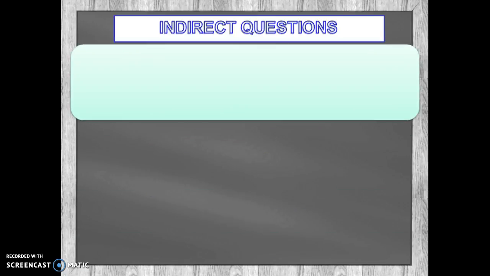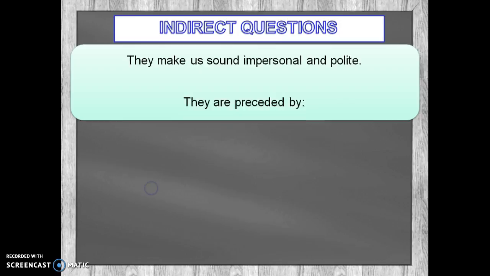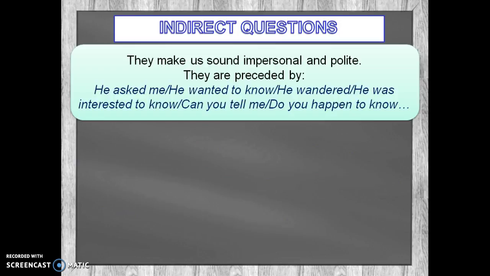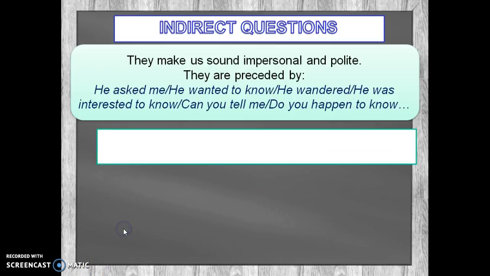Now look at indirect questions, which is the issue today. They sound both impersonal and polite, and they're normally preceded by these expressions that you can see here: He asked me, he wanted to know, he wondered, he was interested to know, can you tell me, he happened to know. So all of them, as you can see, are a sort of introductory mini sentence.